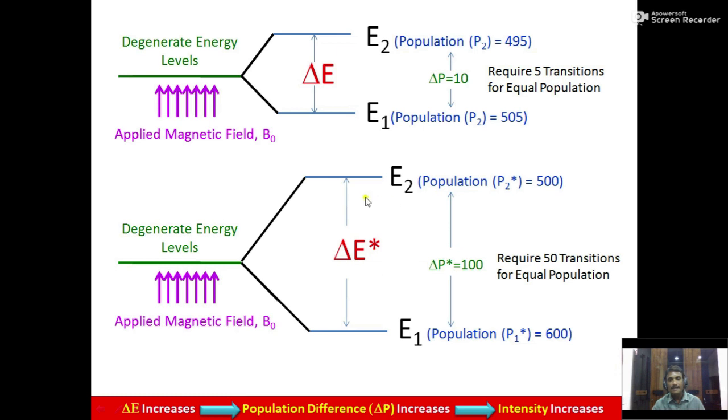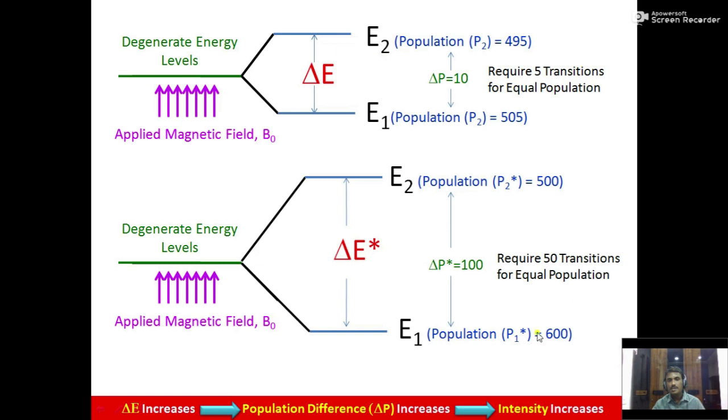If you increase the energy level difference, the number of transitions of the nuclei increases. You can see that the population of E1 in this second case, E1 star, is equal to 600, and the population of the higher energy state E2, P2 star, is 500, so we can see that the population difference is 100. So at least we require 50 transitions to make the population of the two states equal.